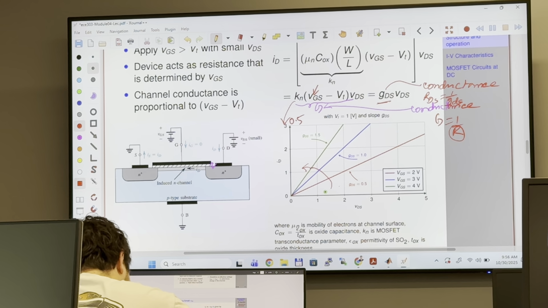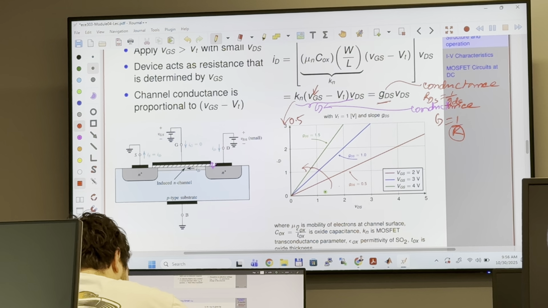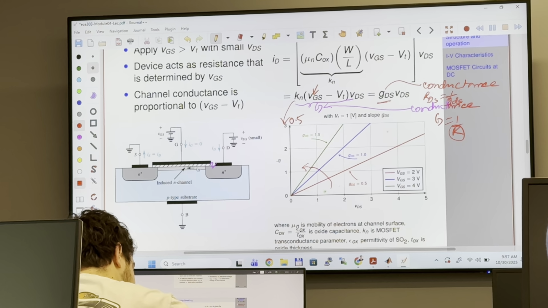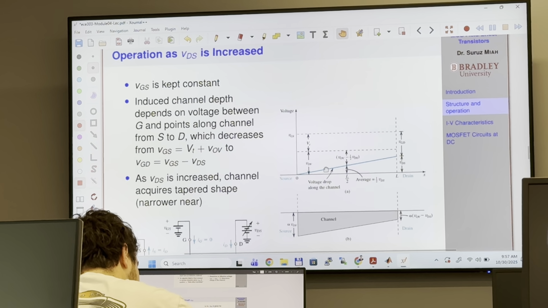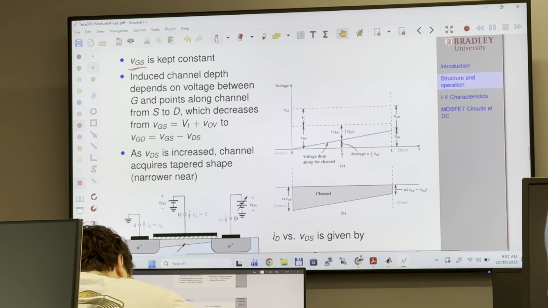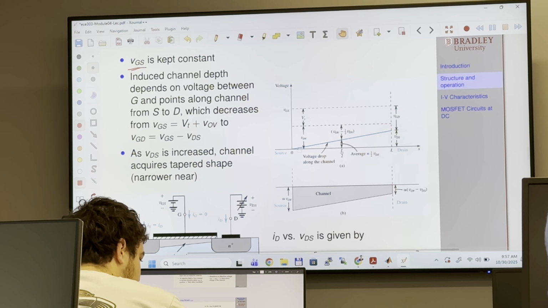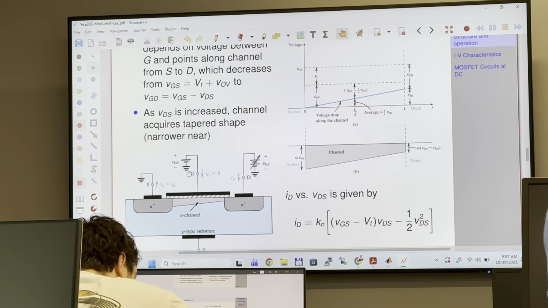But again, this mode is valid when the VDS is very small. Now we are going to gradually increase the VDS. But this time we are going to keep the VGS constant. If the gate voltage is constant, you know that because of this capacitor forming, no current will flow here because this is DC. You are applying DC voltage, and you can think of this as a capacitor plate.